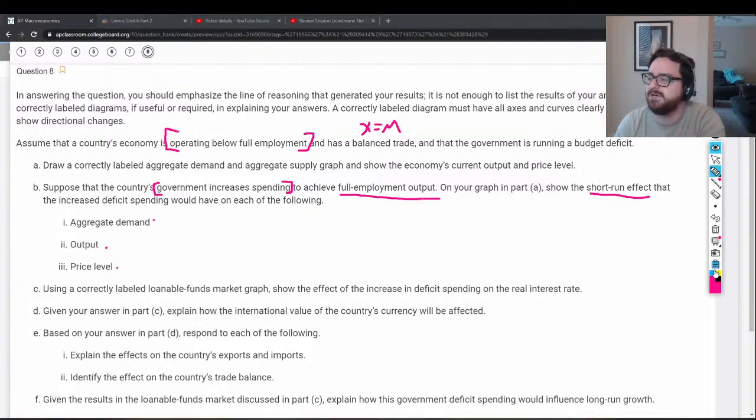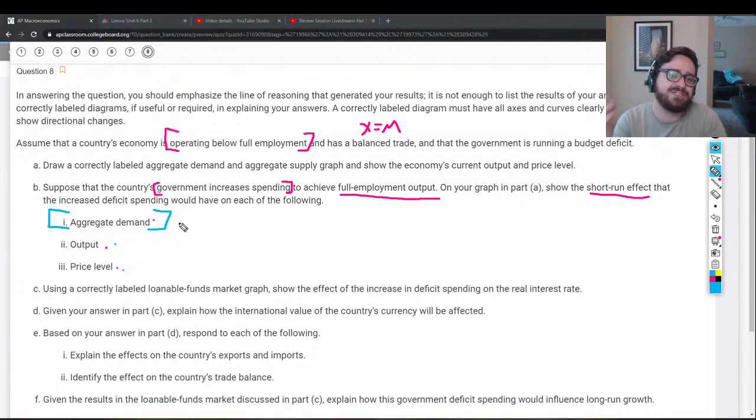First off, class, look at this. Look at what they told you. They're telling you it changes aggregate demand. That's so kind of them. They don't have to do that. The AP exam does do that sometimes. Well, they'll tell you stuff. And it also tells you two other things here.